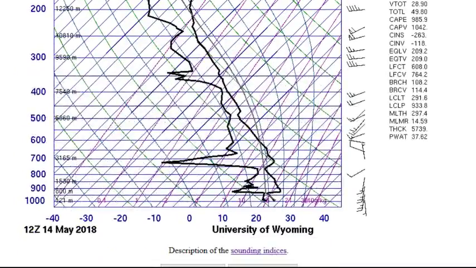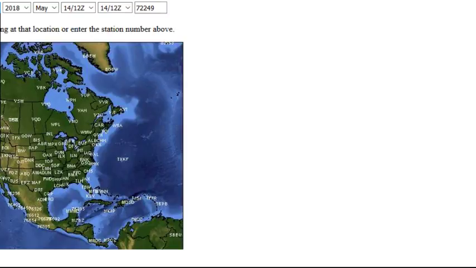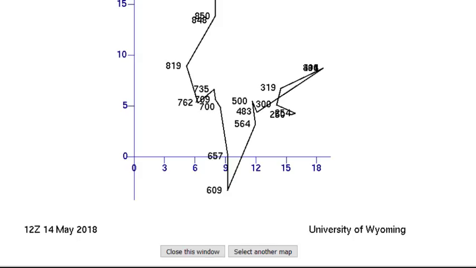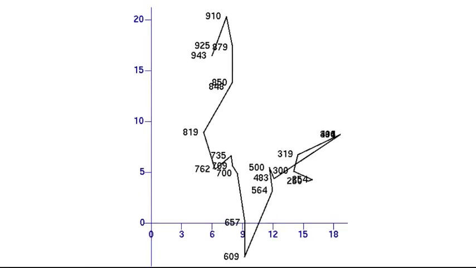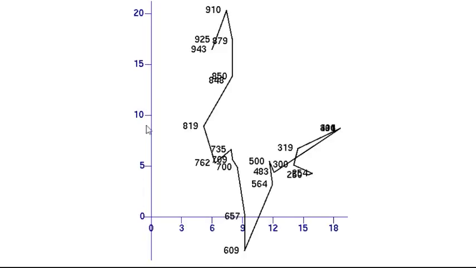And let's check out the hodograph. University of Wyoming does give us hodographs. But you got to keep in mind that these scales are in meters per second. So you have to double this to get knots. I don't think we've ever really done these hodographs from University of Wyoming. If we did, it was probably a long time ago.